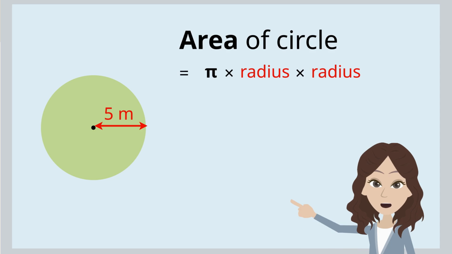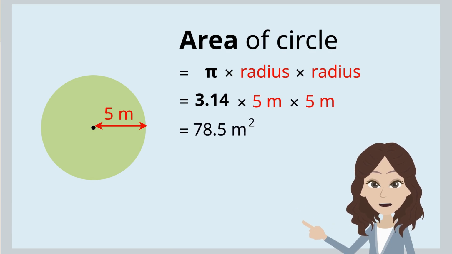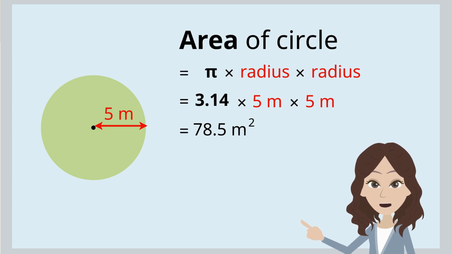We can take the value of pi as 3.14. 3.14 times 5 meters times 5 meters is 78.5 square meters. So, the area of this circle is 78.5 square meters.